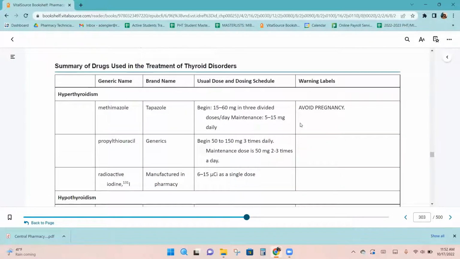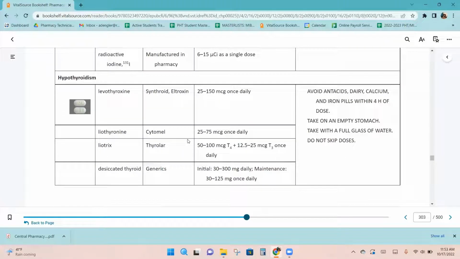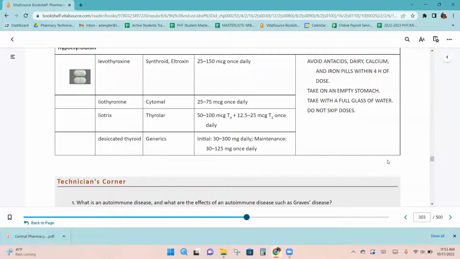All right, so now we're looking at the summary of drugs used in the treatment of thyroid disorders. For hyperthyroidism, for methimazole, we should avoid pregnancy. Hypothyroidism, for levothyroxine, we want to avoid antacids, dairy, calcium, and iron pills within 4 hours of dose. We should take on an empty stomach and take with a full glass of water, and we should not skip doses.